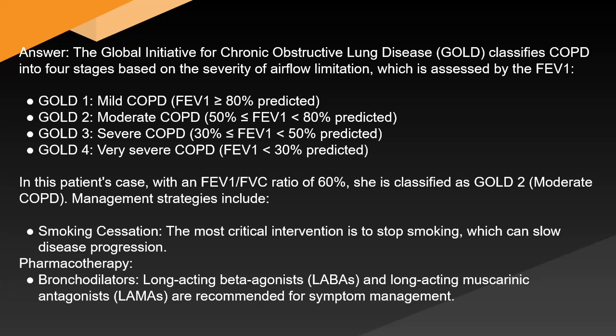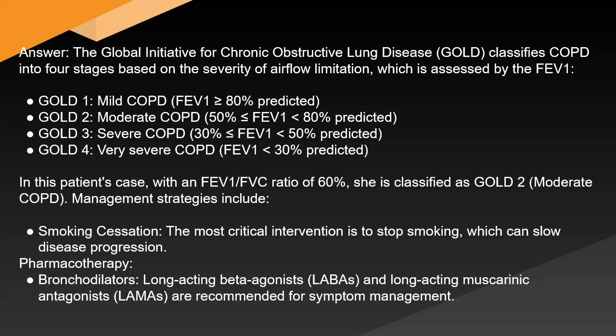Answer: The Global Initiative for Chronic Obstructive Lung Disease (GOLD) classifies COPD into 4 stages based on the severity of airflow limitation, which is assessed by the FEV1. GOLD 1: mild COPD, FEV1 ≥ 80% predicted. GOLD 2: moderate COPD, 50% ≤ FEV1 < 80% predicted. GOLD 3: severe COPD, 30% ≤ FEV1 < 50% predicted. GOLD 4: very severe COPD, FEV1 < 30% predicted. In this patient's case, she is classified as GOLD 2, moderate COPD.